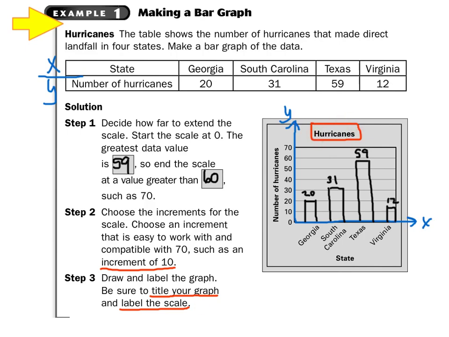And so then, for Georgia, I want you to go up to 20 and make a bar. And it's nice to put a 20 on top. For South Carolina, go up a little bit past 30 and make it 31 so we can see it. Texas, go up almost to 60 and make that 59. And Virginia, go up a little bit past 10 and make that 12 so we can see it.